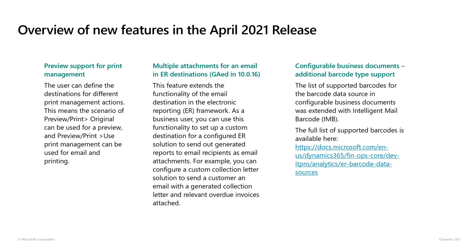So this functionality is available even in a monthly update before the April release in 10.0.16. Now the scenario is fully supported, and not just for a collection letter, but for any business document or ER configuration. We also got an ask to extend the list of supported barcode types. We are now able to support different barcodes, and you can find the full list in the docs article here. And we added one additional barcode, IMB, the Intelligent Mail Barcode, which was requested by several customers.